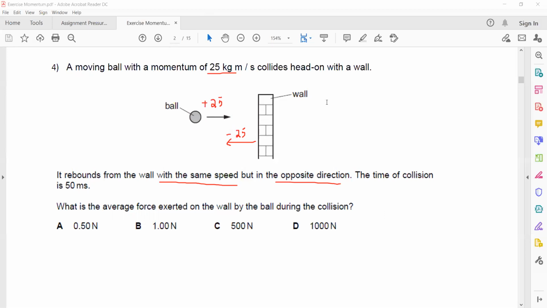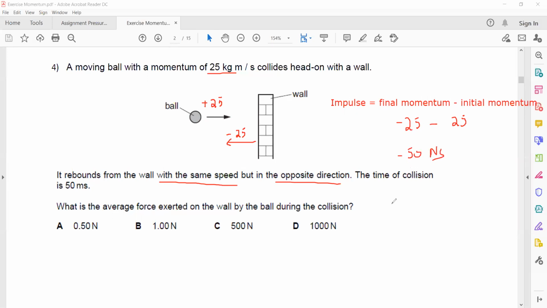And so you need a force. To get the force, first you need an impulse. Impulse is equal to final momentum minus initial momentum. So the final momentum is minus 25 and the initial momentum is 25. So minus 25 minus 25, you will get minus 50 Newton second as an impulse.